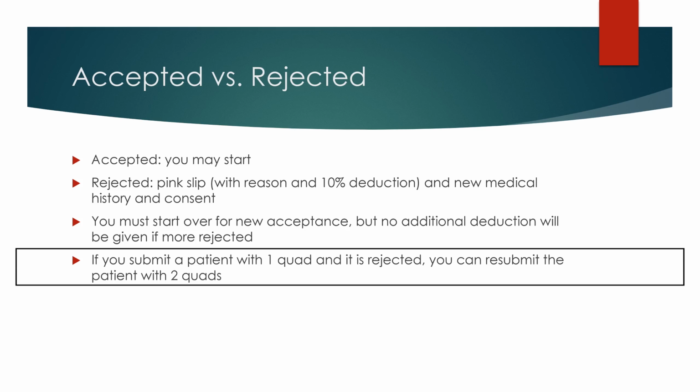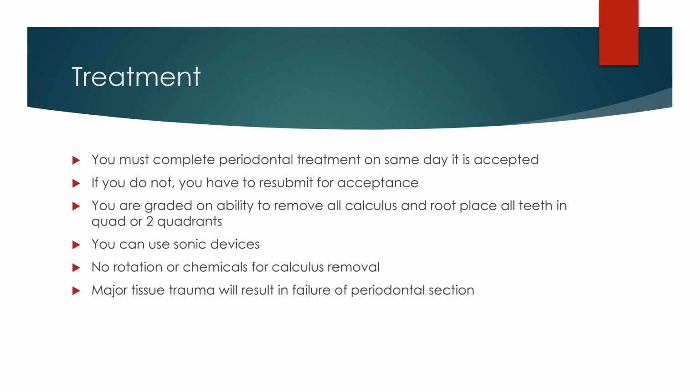If you submitted the patient for just 1 quadrant, and now you want to attempt to submit the same patient for 2 quadrants, you are allowed to do so. You will just fill out new medical history, consent, perio worksheet, everything, and you still will have that 10% deduction from the first round. But at least you can give it now a second try on the same patient.